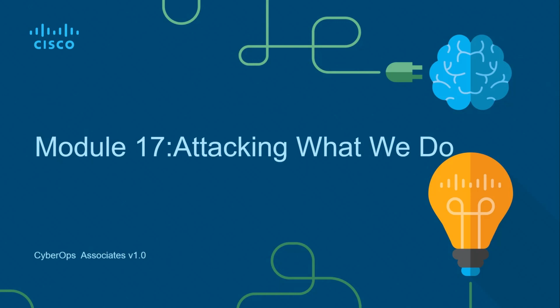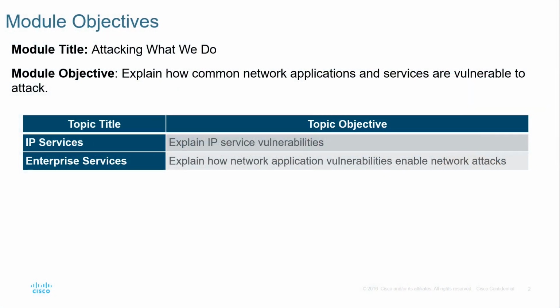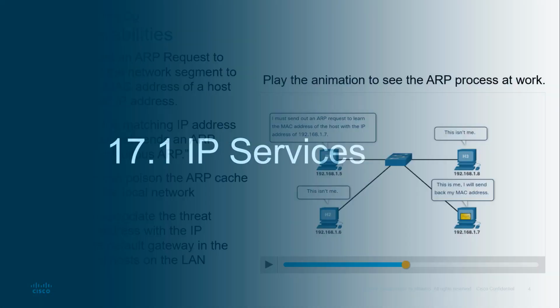Module 17, Attacking What We Do. Here we're looking at IP services and enterprise services. We're going to be looking at specifically more IP service vulnerabilities and explain how network application vulnerabilities enable network attacks. So, jumping right on in, IP services.